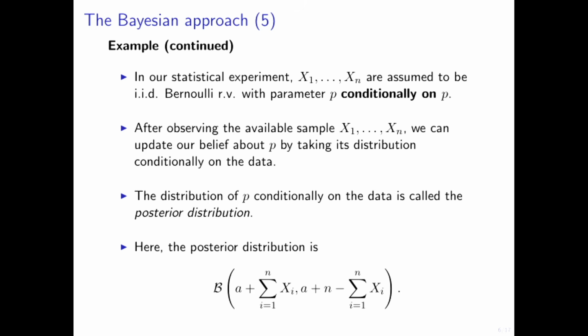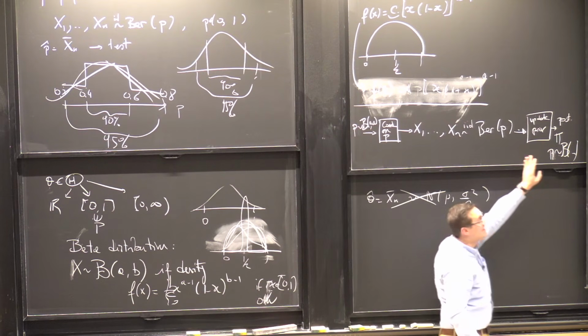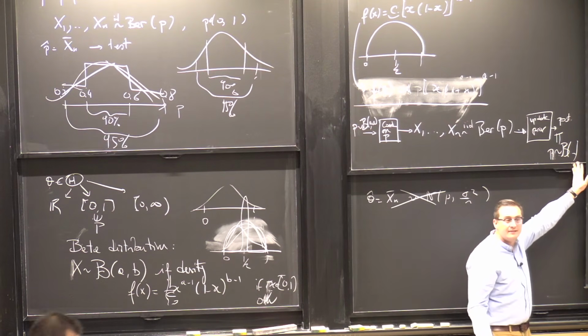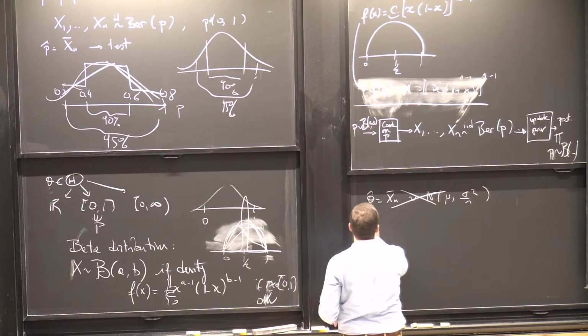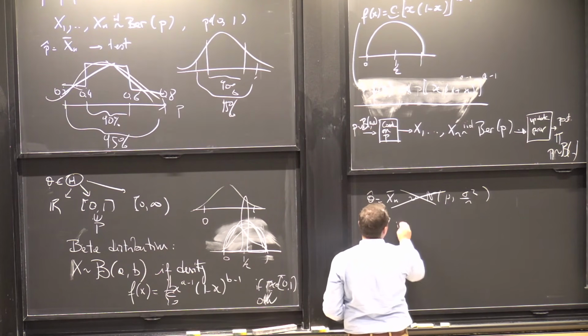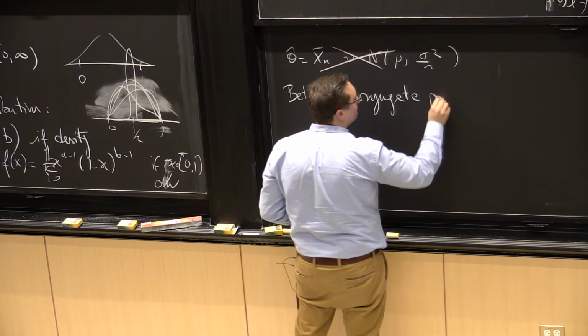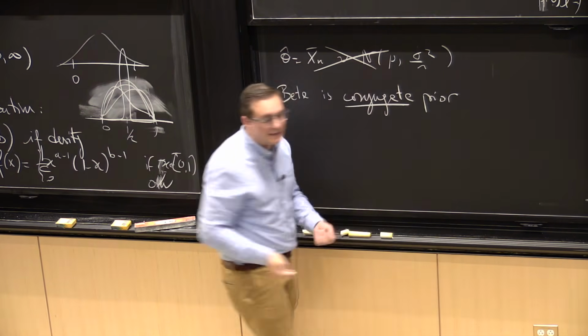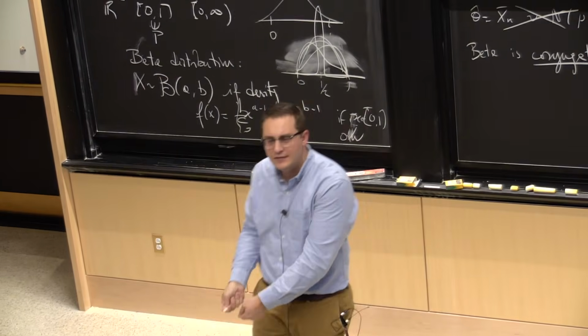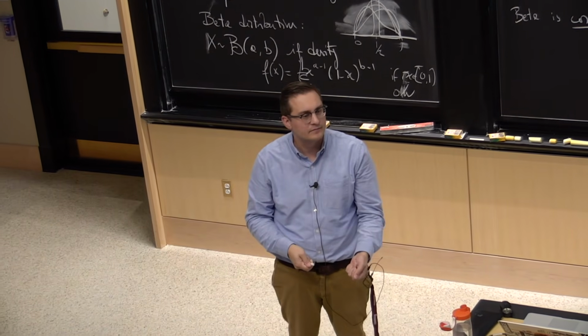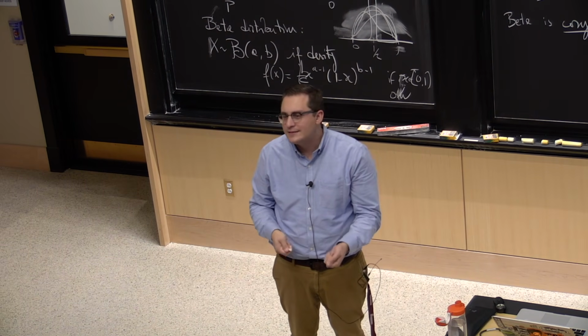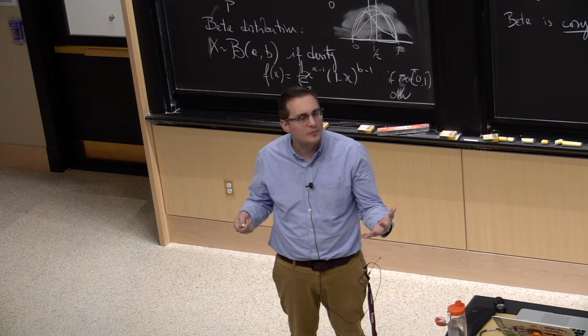So when I have the same family of distributions at the beginning and at the end of this flowchart, I say that beta is a conjugate prior. Meaning I put in beta as a prior, and I get betas as posteriors. And that's why betas are so popular.